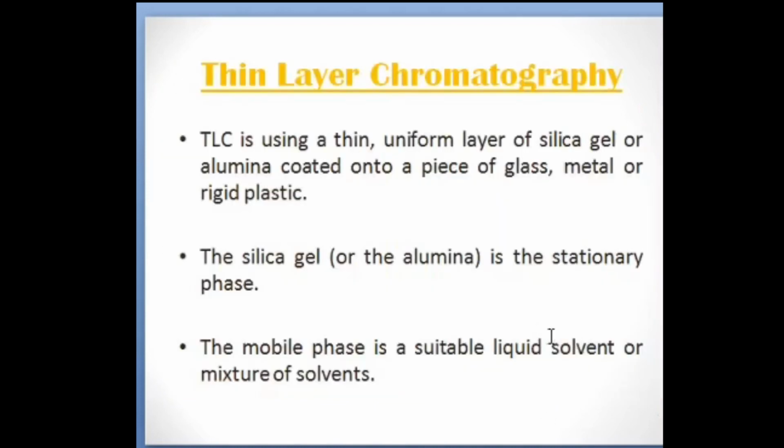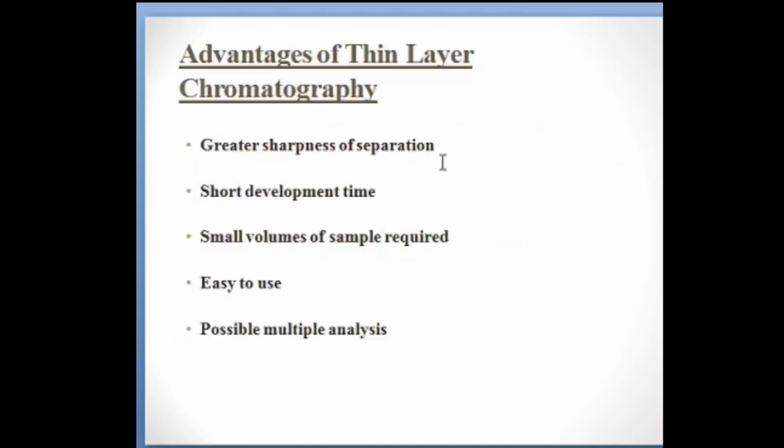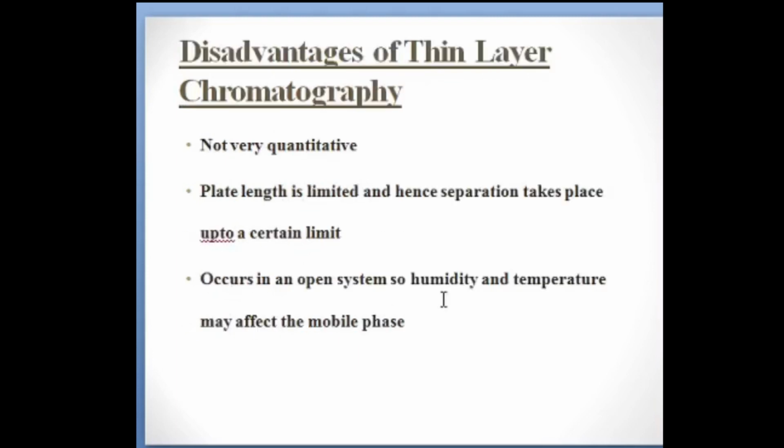And in thin layer chromatography, we use either a piece of glass, metal or a rigid plastic as the supporting media, but the stationary phase can be silica gel or alumina. The main advantage of thin layer chromatography is the short development time. This is the main advantage of thin layer chromatography over paper chromatography.